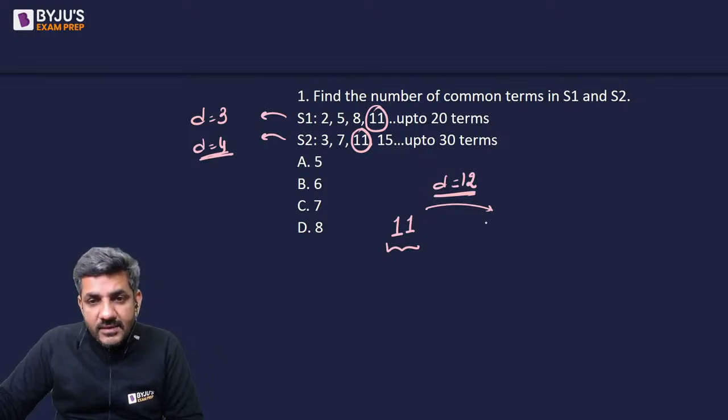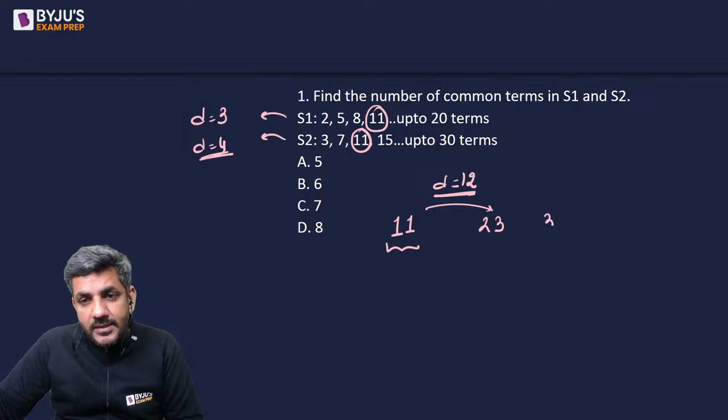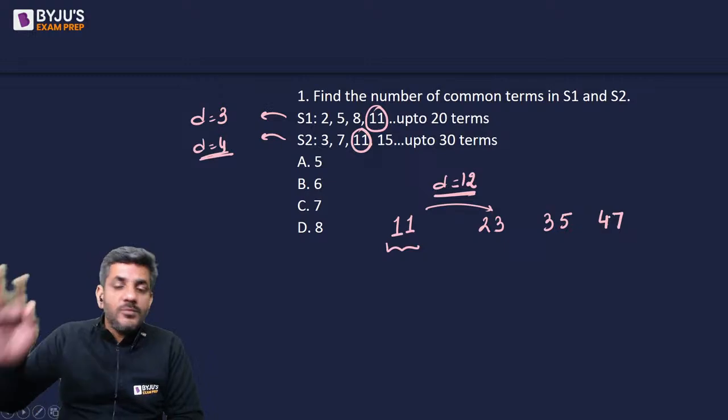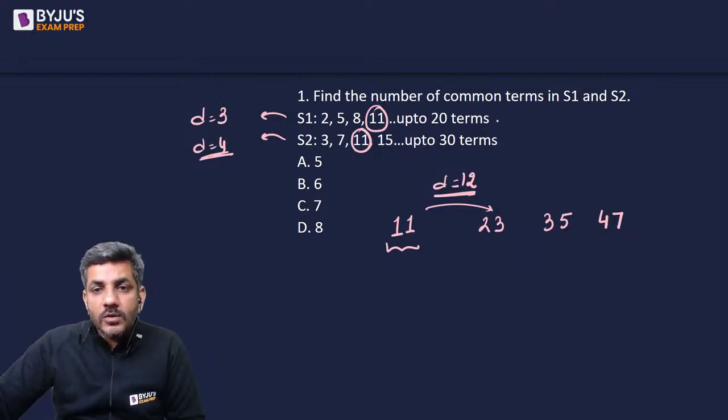Now, the next term would be 11 plus 12, 23, which will be common in S1 and S2. Next term would be 23 plus 12, 35. Next would be 35 plus 12, 47. And that way it will go on. The point is, till what point should we go? Now, for that, what should we be doing?